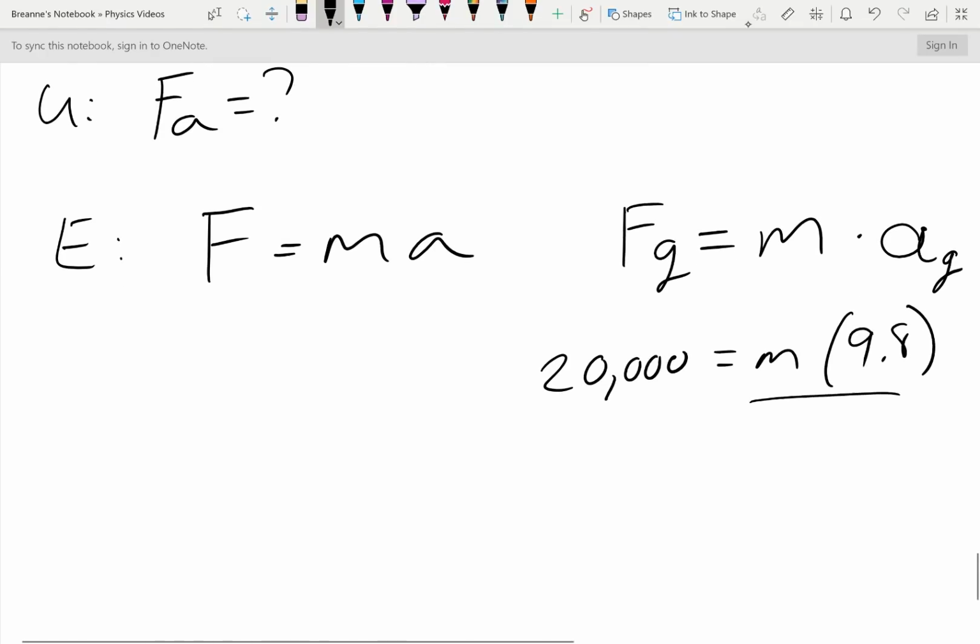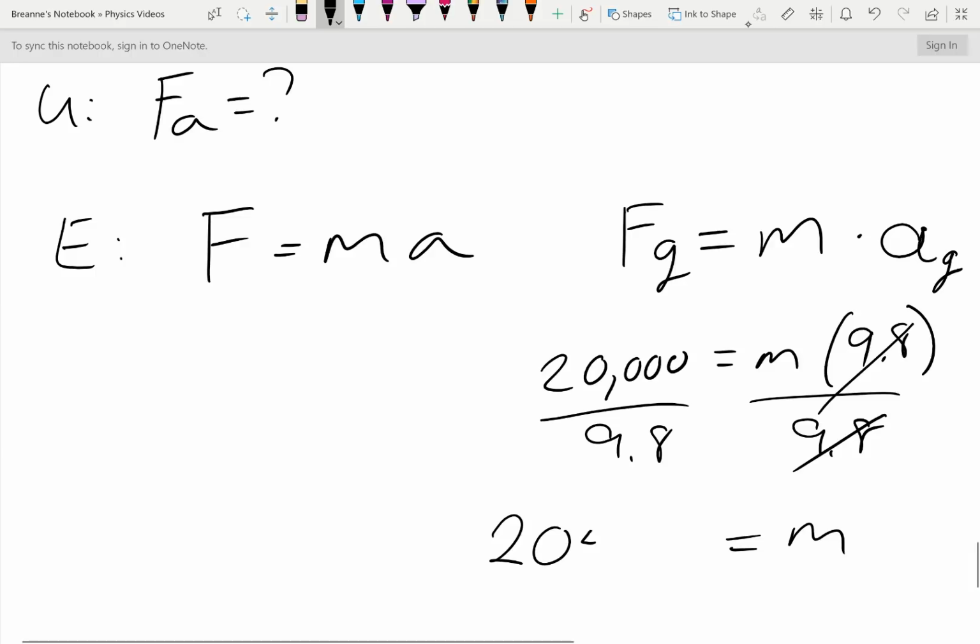To get mass by itself, you just divide. What you do to one side, you gotta do to the other. And so the mass of the car ends up being, after you plug that into your handy-dandy calculator, and make sure you put enough zeros, you get 2,040.82 kilograms. And that is now your mass.